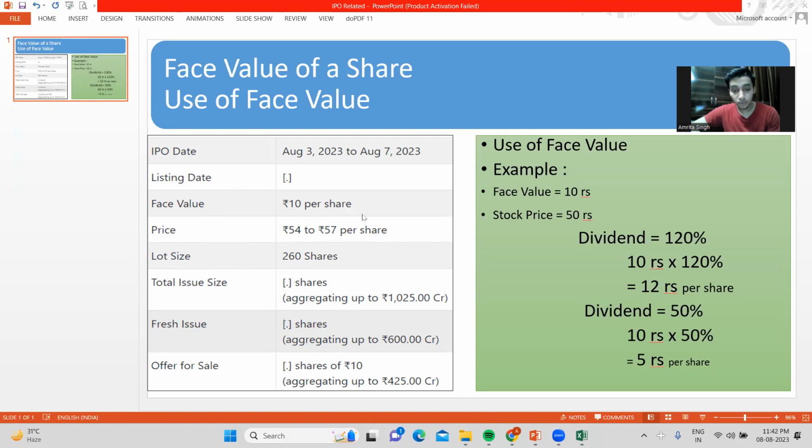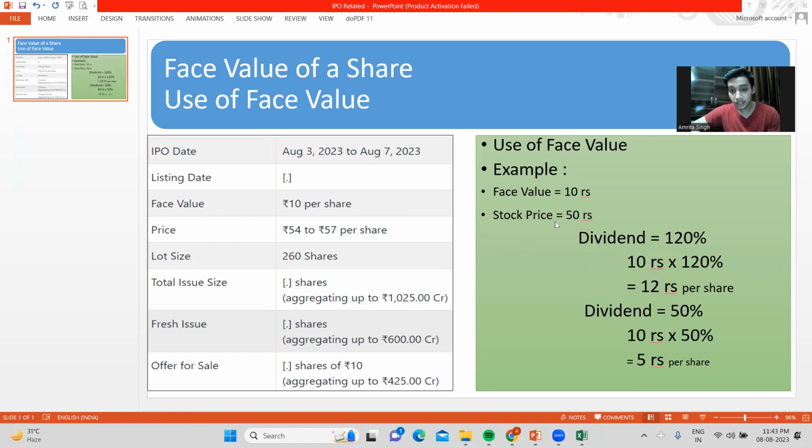First of all, you should know what the face value is. When a company legally gets listed in the stock market, it introduces its share at a certain issue price. That issue price is known as the face value of the company. So the issue price and the face value are both the same thing. Suppose the company introduces its share at a 10 rupees issue price. Then that 10 rupees is going to be the face value per share.